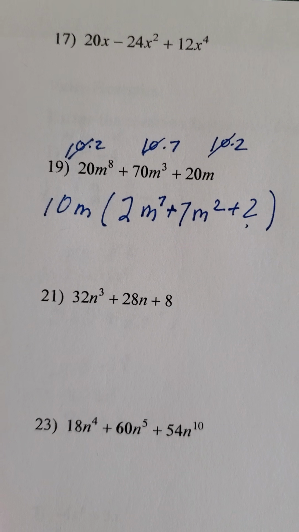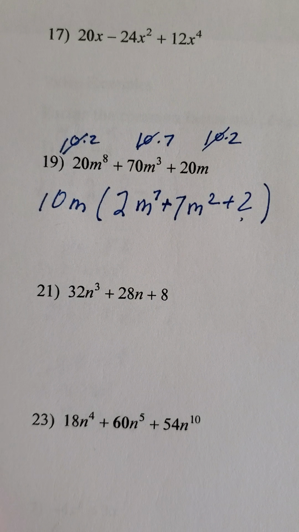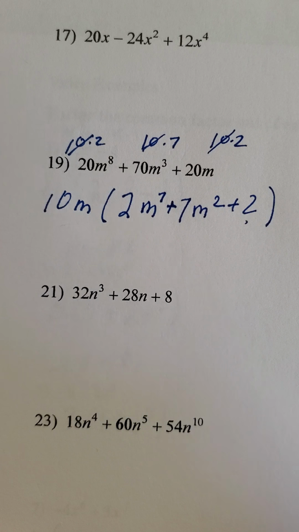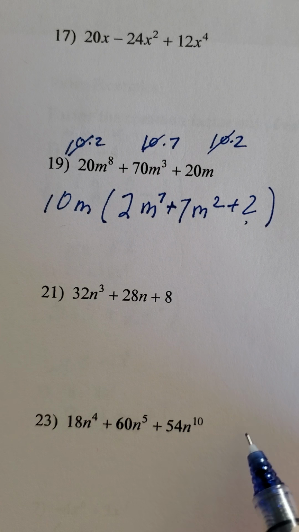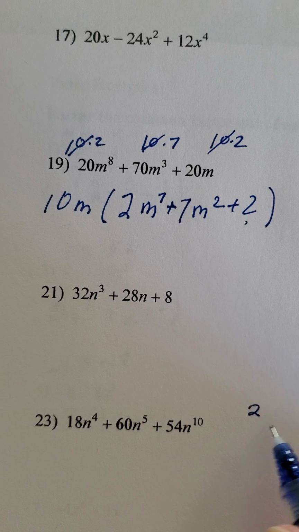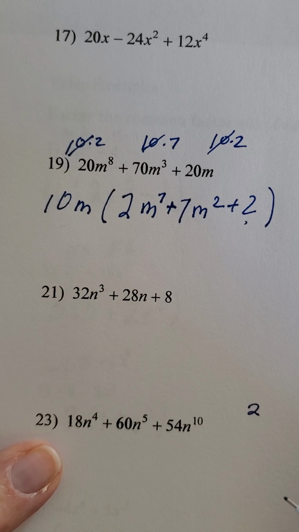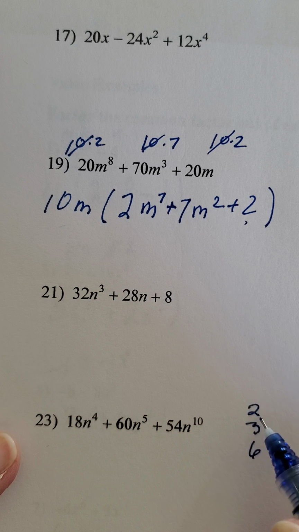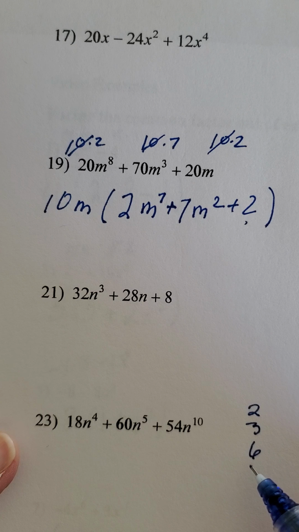Let's look at number 23, some big numbers here. So we've got 18, 60, and 54. What do they have in common? Is 2 a factor of all of those? Yeah, they're all even, so 2 would be a factor. Is 3 a factor of all of those? It actually is. Does 4 go into all those numbers? No. Does 5? No. Does 6? Yes, 6 is a factor. If 2 and 3 are a factor, 6 is always a factor.